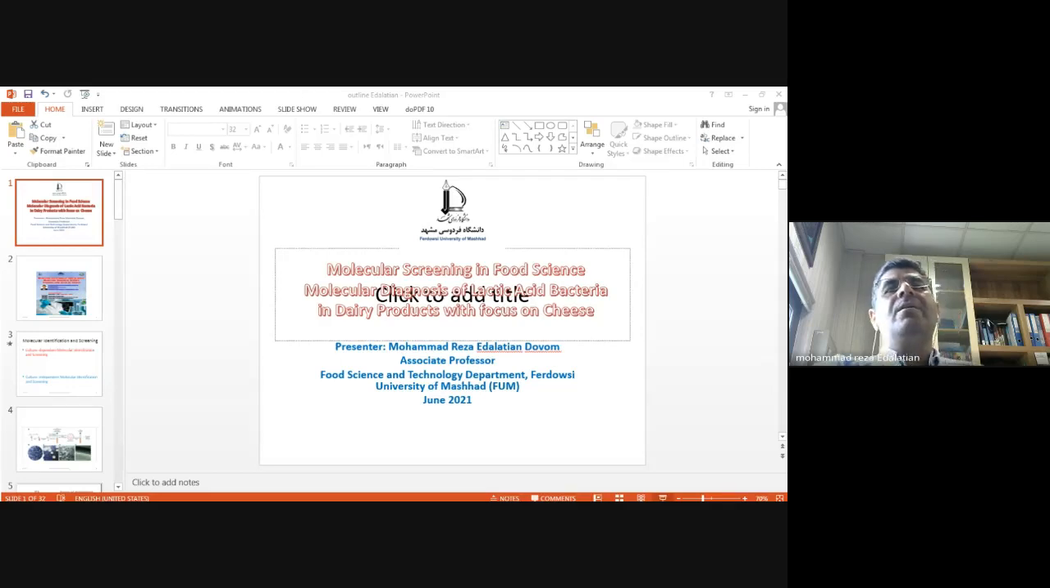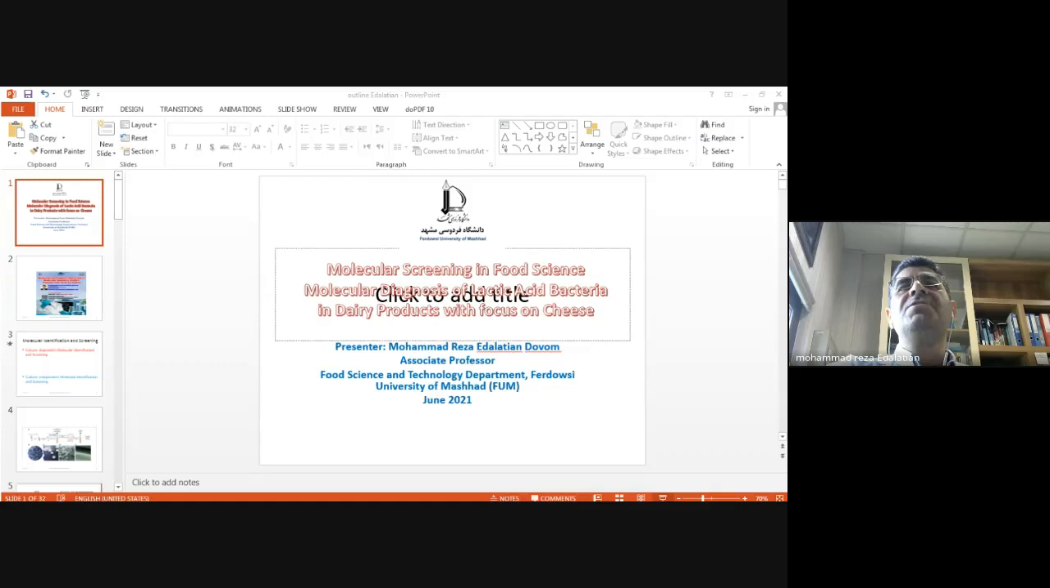Okay. In this slide, as you can see, we have a picture and we have two procedures or two methods for identification. For example, if we have a food sample like a cheese sample, as you can see here, it is known as Lighvan and Koopeh. Let's explain more about these two kinds of cheeses.